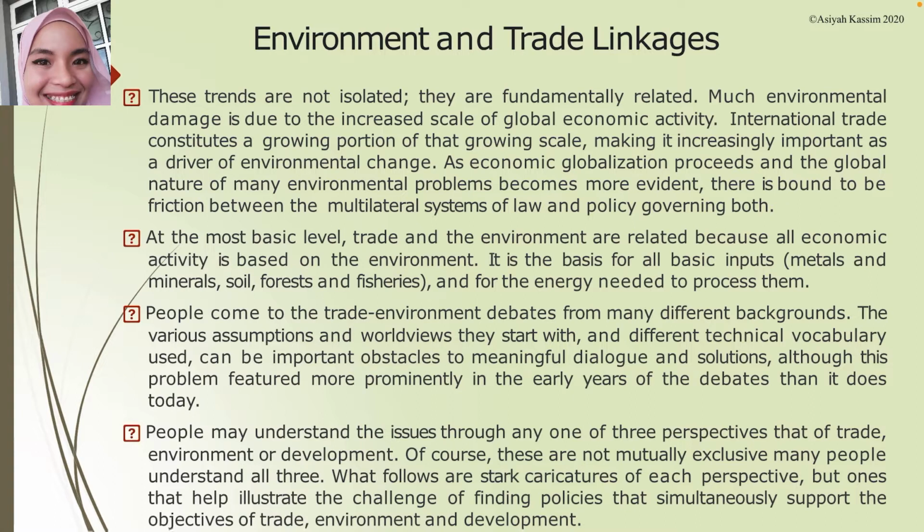So people come to the trade and environment debates from many different backgrounds. Therefore, from the different worldviews and also assumptions, different techniques can be used, and this can be an important obstacle to a meaningful dialogue and also towards the solutions. So people may understand the issues through any of these 3 perspectives of trade, environment, and also development. Therefore, we shall look into these 3 perspectives.